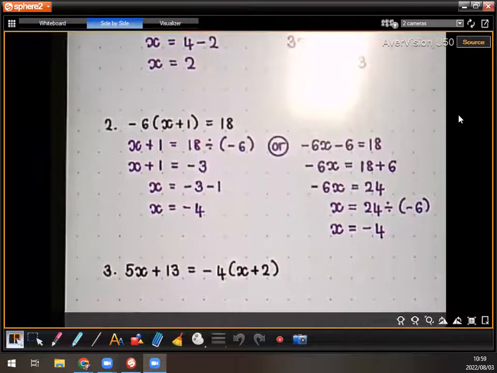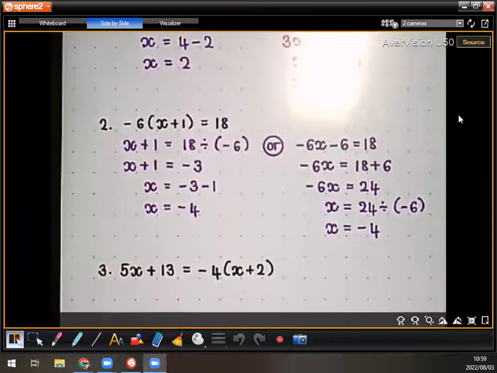Okay, all done? Right, if you're not done yet, carry on and then look at the answer when you finish. It would actually be a 2 mark.